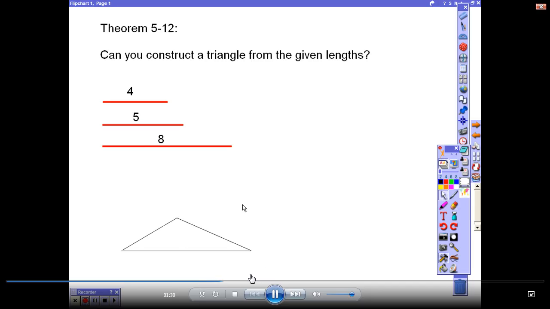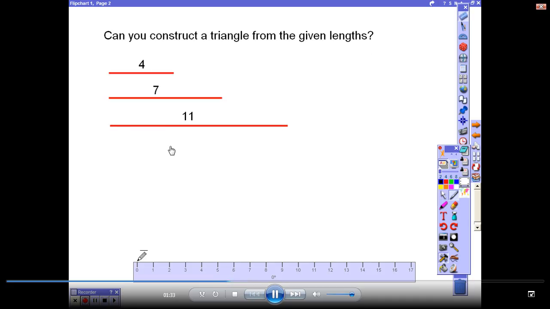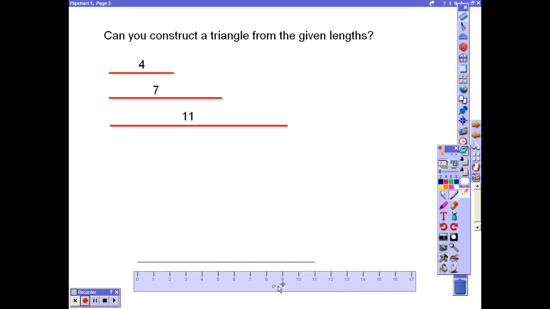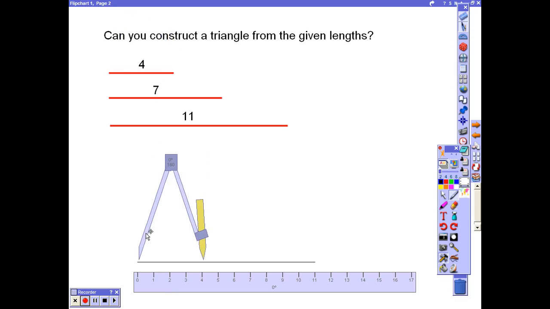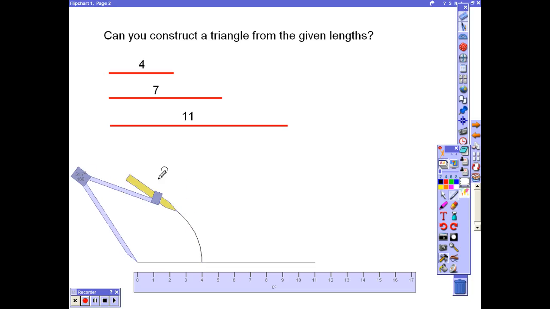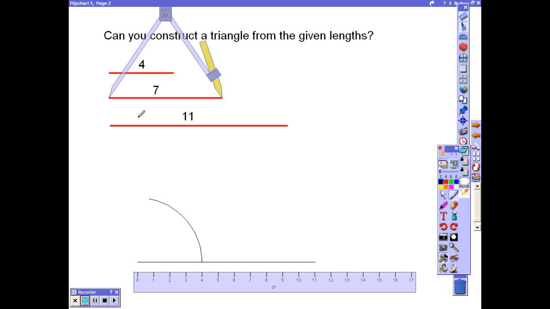Now, if I move on to the next figure, the question is still the same. Can I form a triangle with these 3 side lengths right there? Again, I hope in your head you're thinking either yes or no and trying to justify why. As I make this arc, all these points on this arc are 4 units from that endpoint right there. If I go to the other segment, 7, I'm going to make this arc, and all these points will be 7 units from that endpoint.